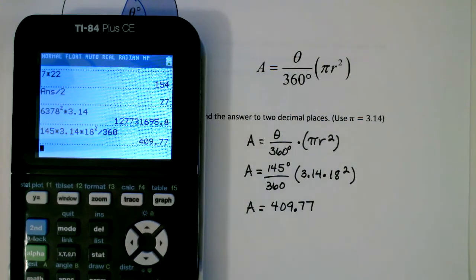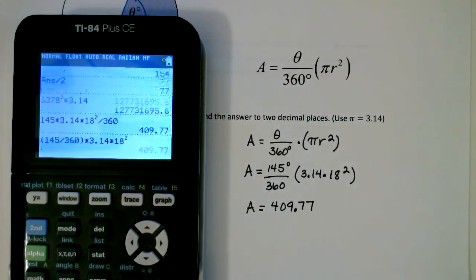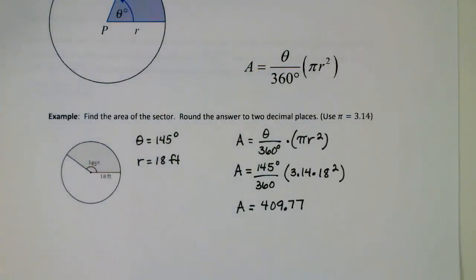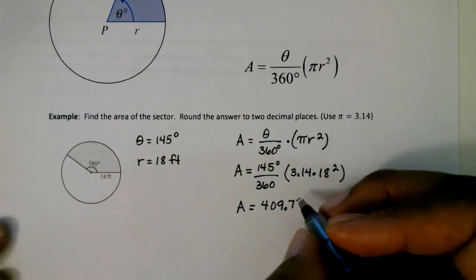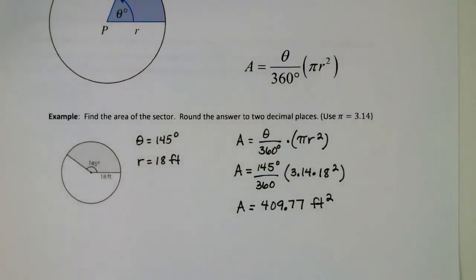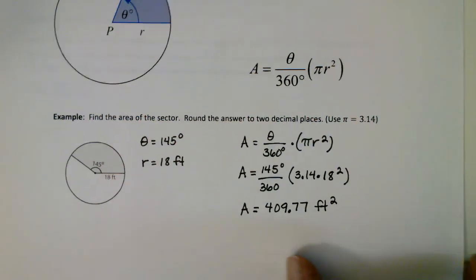This will be 409.77. Because I could do this, 145 divided by 360, close parentheses, and then times 3.14 times 18 squared. And I still came up with the same answer. So to 2 decimal places, this will be 409.77, and this is in square feet. So the area there will be in square feet for this answer. So that's how we find the area of a sector using this formula.